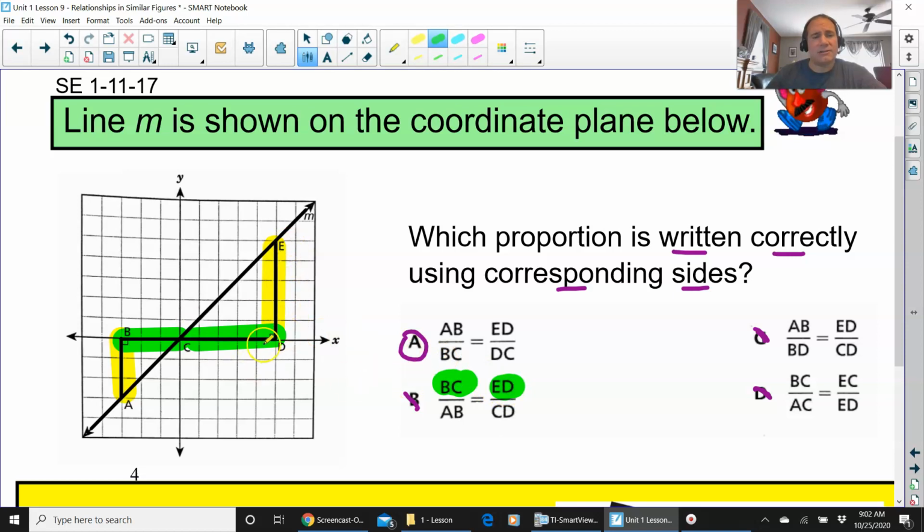That doesn't match. So that's why B is out. And the same reasons for C and D, they don't match up. All right, and that answer is A, the correct proportion, using corresponding sides.